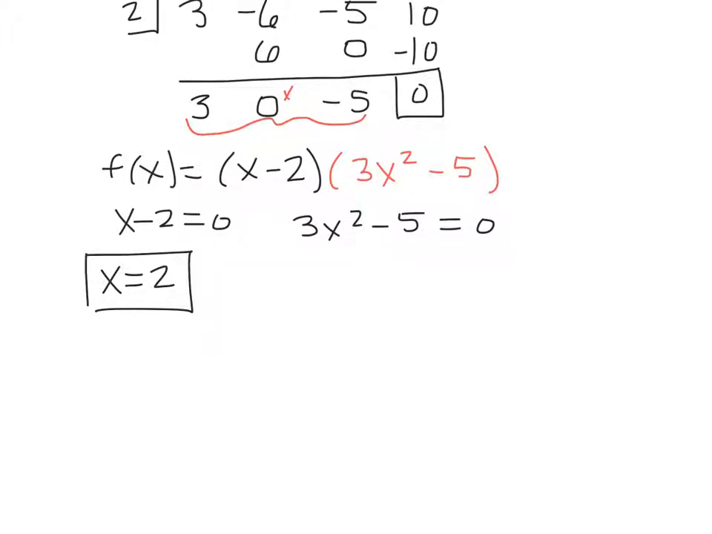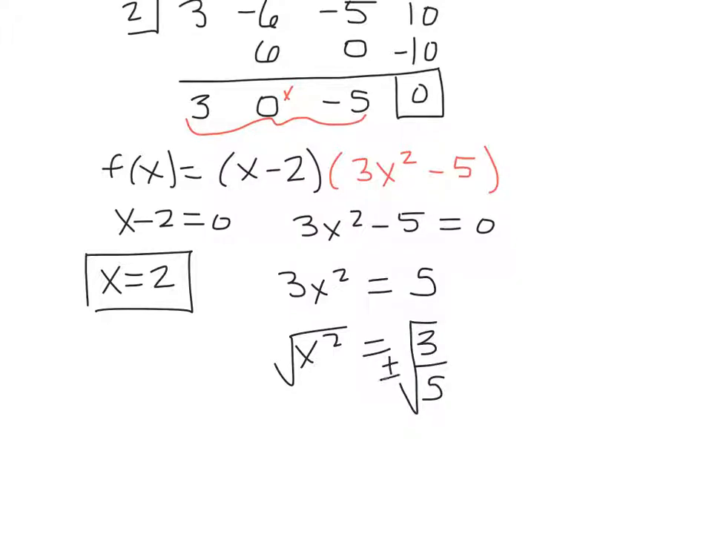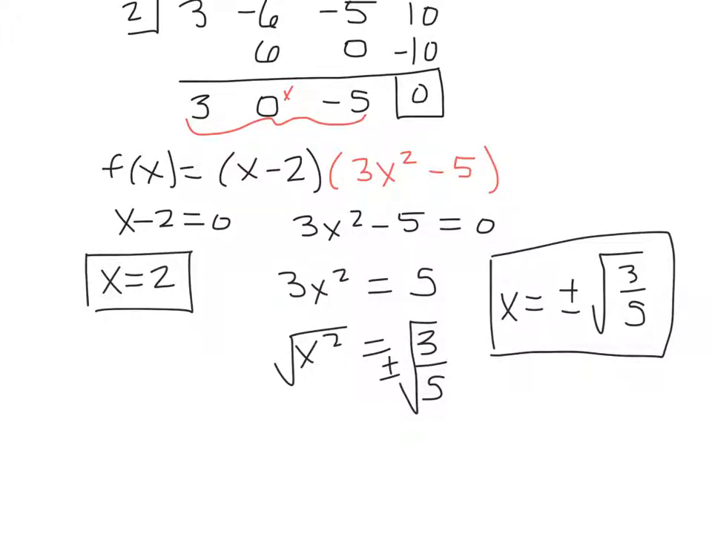And then the other factor is a quadratic. And usually we have to use some kind of method like factoring or quadratic formula. But since we don't have that x term, we can actually just add the 5 to both sides, divide both sides by 3, and then take the square root of both sides. And if we take the square root, we got to remember the plus or minus in front of the square root of 3/5, and we get x equals plus or minus square root of 3/5. For our two other zeros. So there's 3 zeros of the function, 2 and positive square root 3/5 and negative square root 3/5.